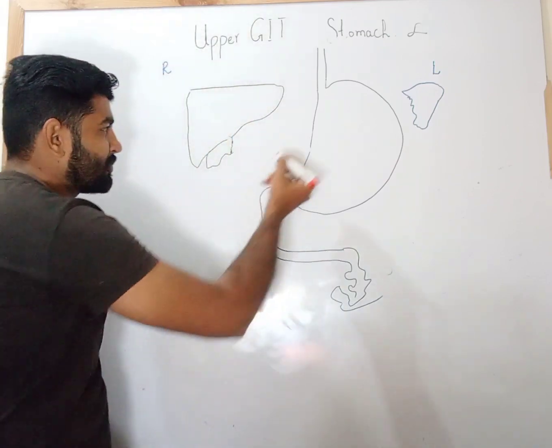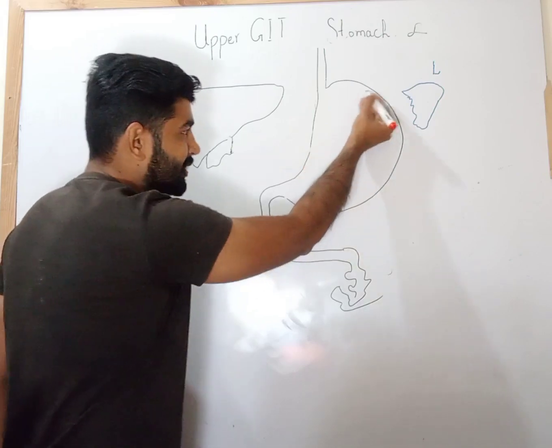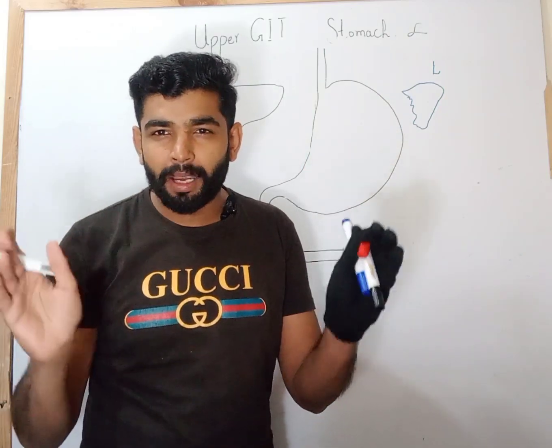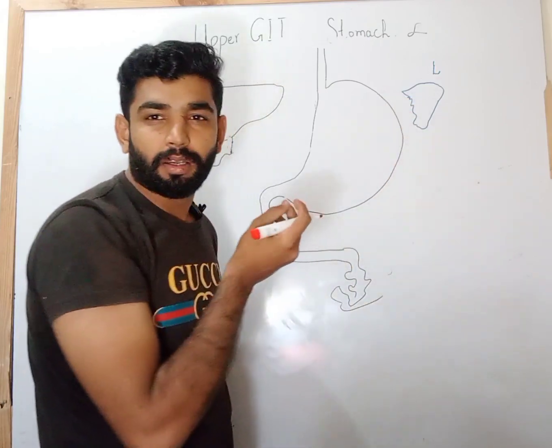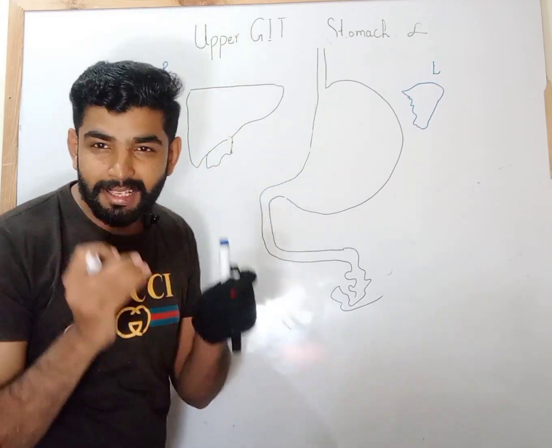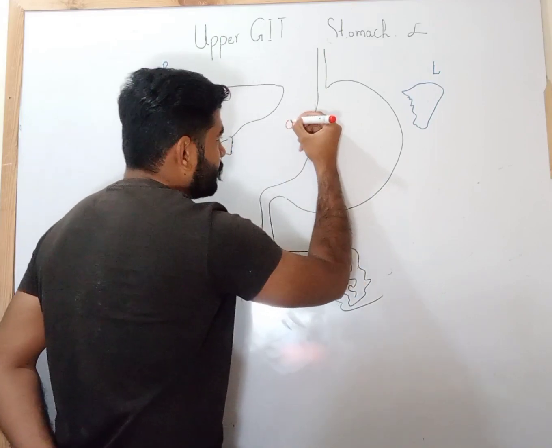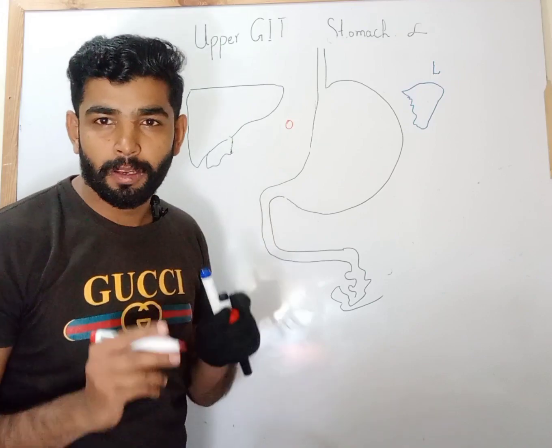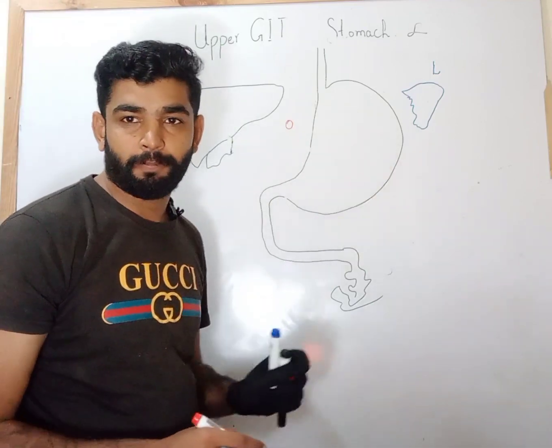Celiac plexus is mainly, this is the lesser curvature of the stomach. This is the greater curvature of the stomach, which is attached to the omentum. Greater curvature of the stomach is attached to the greater omentum and lesser curvature is attached to the lesser omentum, and celiac plexus in the lesser omentum. This is the part of the celiac plexus. Firstly, this is our right side, this is our left side.